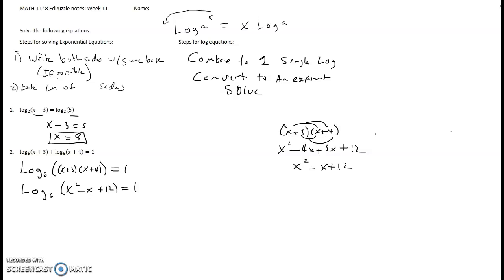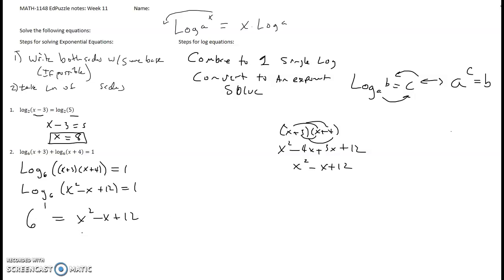Now we're going to convert to an exponent. This is why it's so key that we can convert easily between logs and exponents. So remember, if we have log base a of b equals c, this is going to convert to a to the c equals b. Remember, it's a to the c equals b. So for this one, it's going to be 6 to the first power equals this polynomial right here.